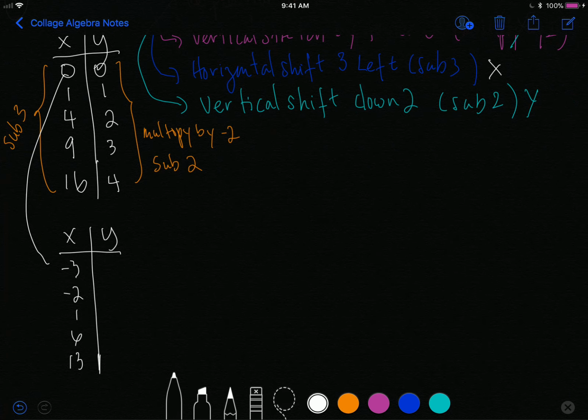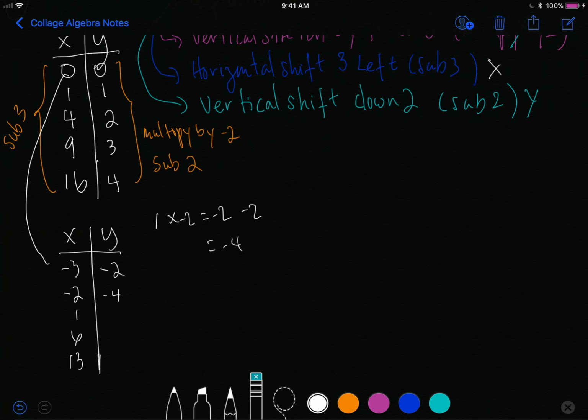And then the y values, on the other hand, I'm going to have to multiply by negative 2 and then subtract 2. So 0 multiplied by negative 2 is still 0. And when I subtract 2, I get negative 2. 1 multiplied by negative 2 is negative 2. And then I subtract 2. That gives me negative 4. So this right here is negative 4.